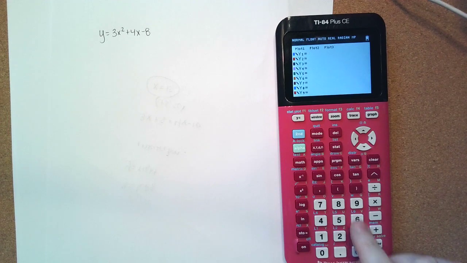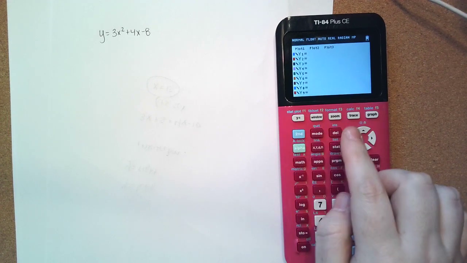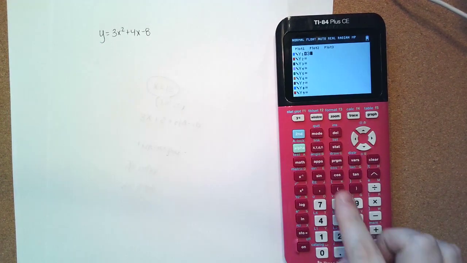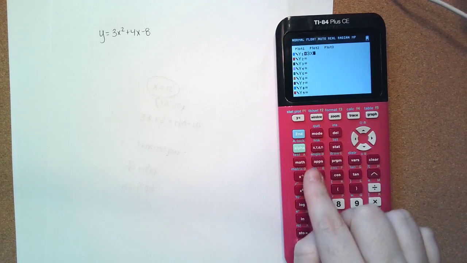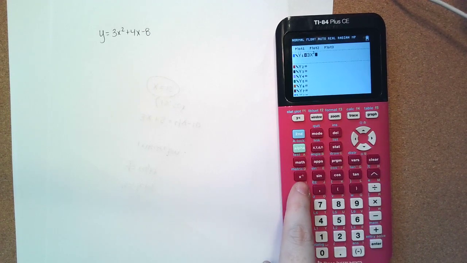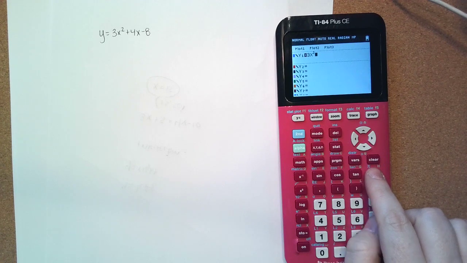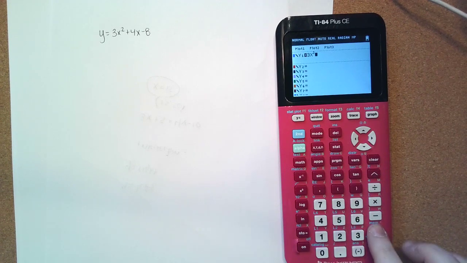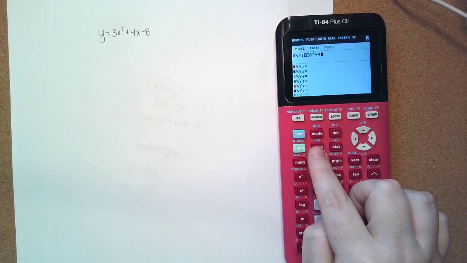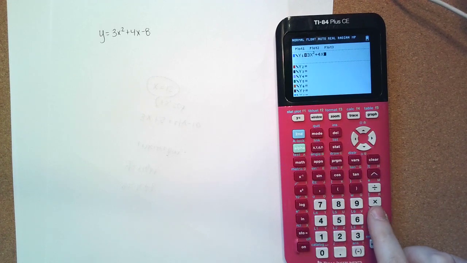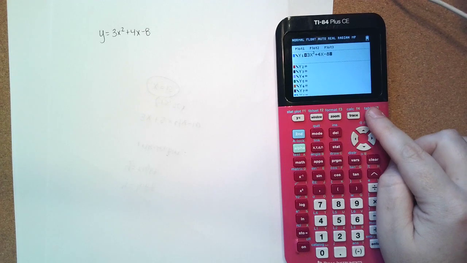I'll go to my y equals to graph, because it's y equals. I'll do 3x, and the squared button is up here. You can also use the caret key and put a 2 in there. Then I'll do plus 4x minus, not negative, so minus 8. And I'm going to press graph so it'll show me the shape of the graph.